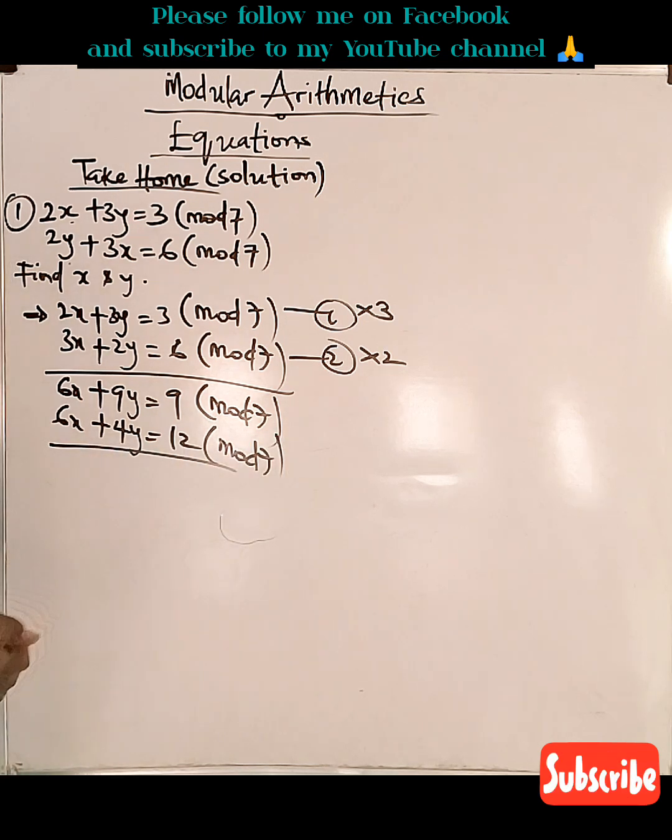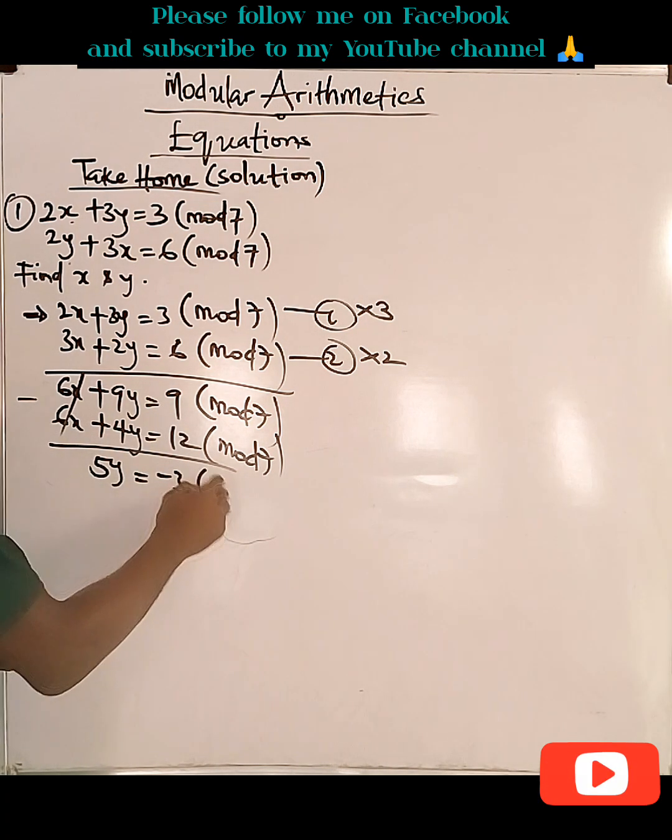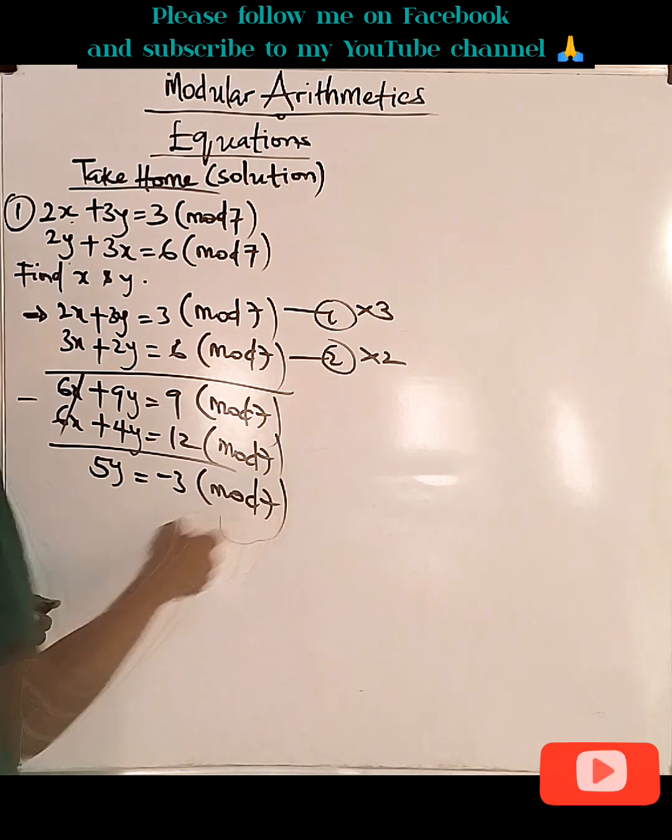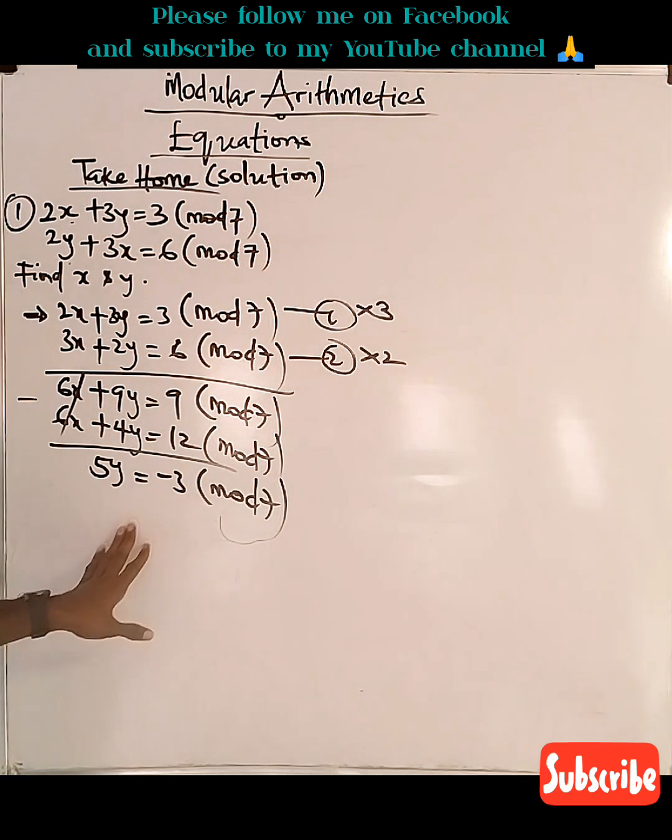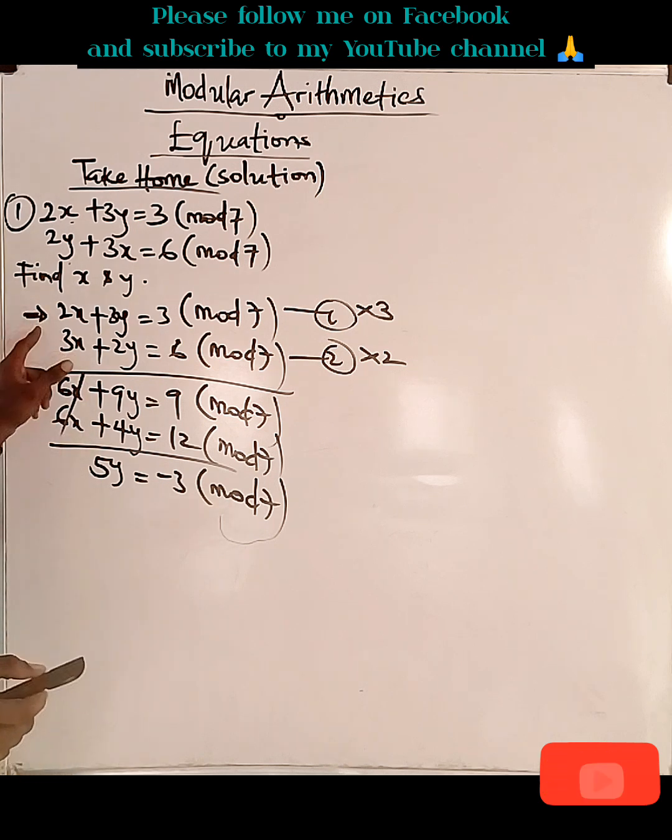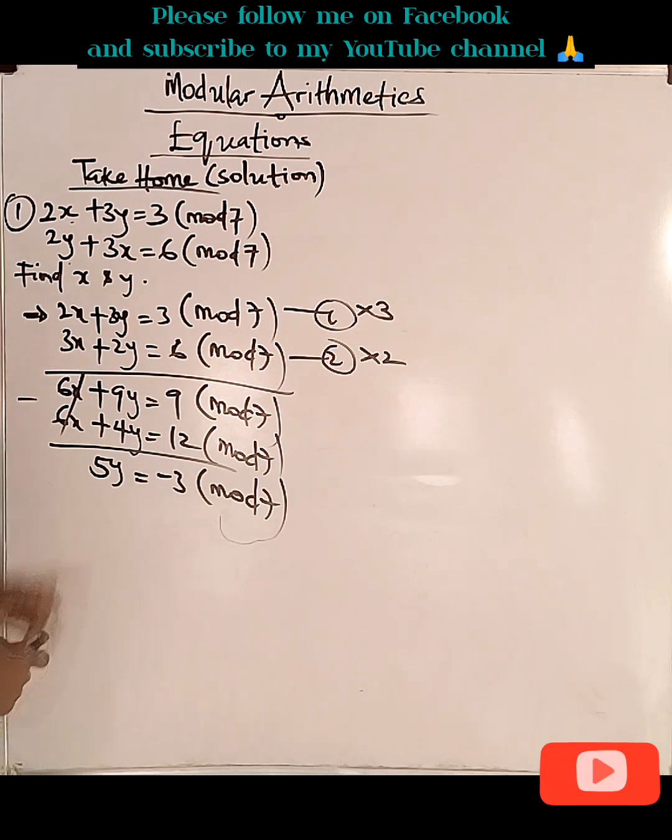So what do we do next? The next thing we're going to do now, we're going to subtract. So 6x minus 6x, that's 0. We've eliminated x already. So 9y minus 4y will give us 5y. 9 minus 12 will give us minus 3 in modulo 7. Very simple. So we've almost gotten the value of y. Once we get the value of y, we're going to fix it into either equation 1 or equation 2 to get the value of x.